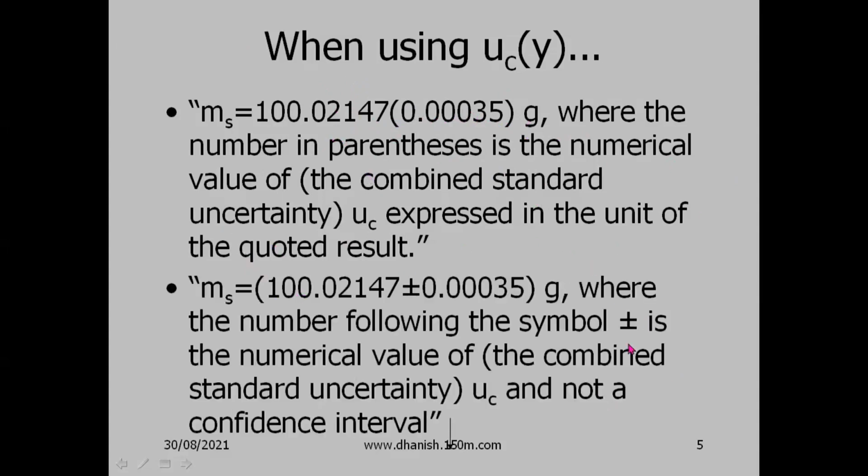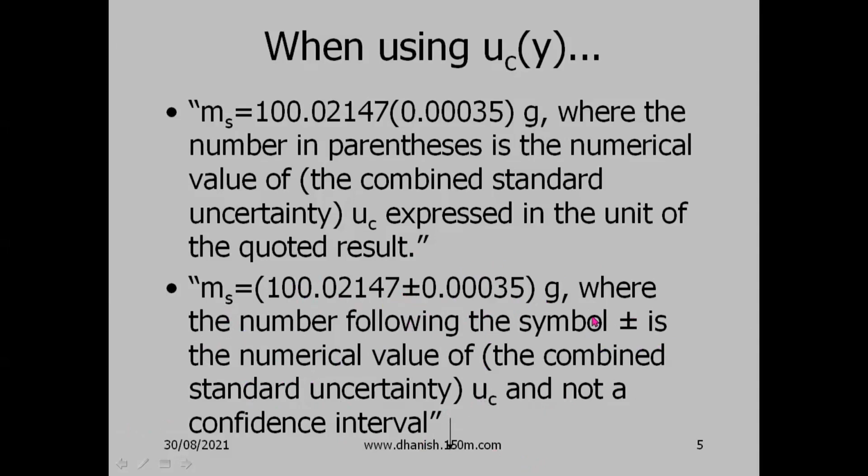And this is a slightly confusing way. Anyway, this was the recommendation given in the standard earlier, and they have not changed anything. I presume this may get changed sooner or later, because from industry practice this is creating confusion. So MS equal to 100.02147 plus or minus 0.00035 gram, where the number following the symbol plus or minus is the numerical value of the combined standard uncertainty UC and not a confidence interval.